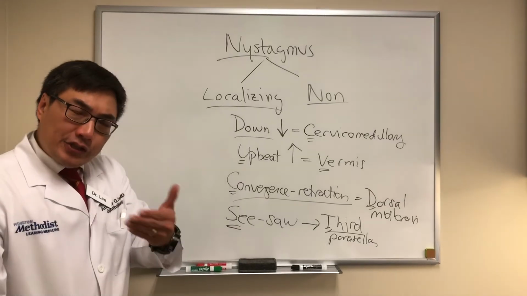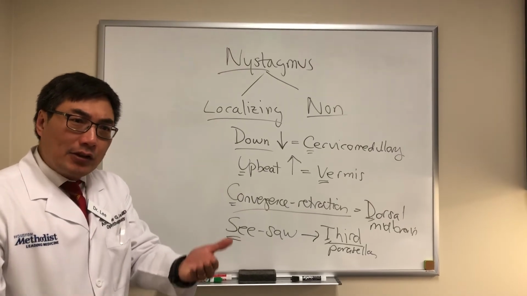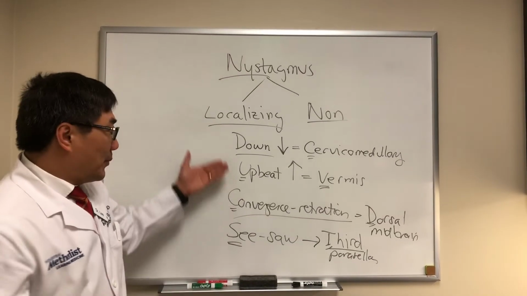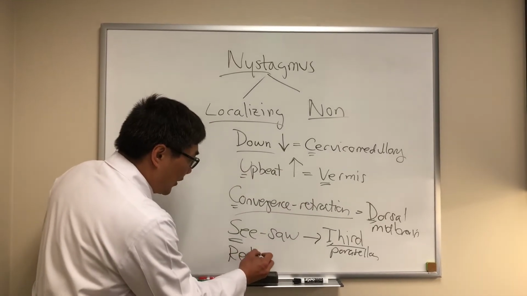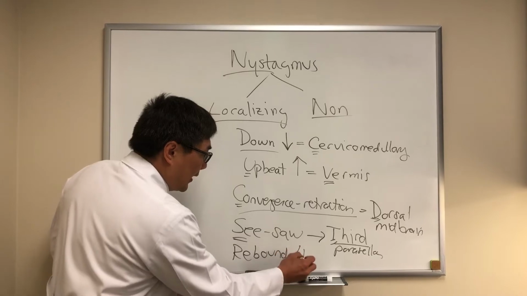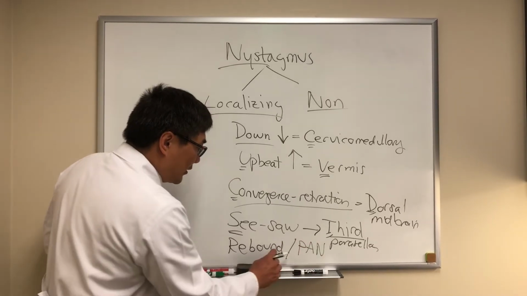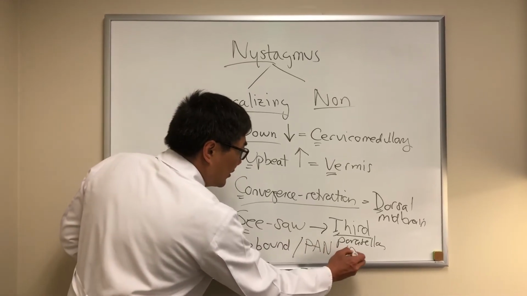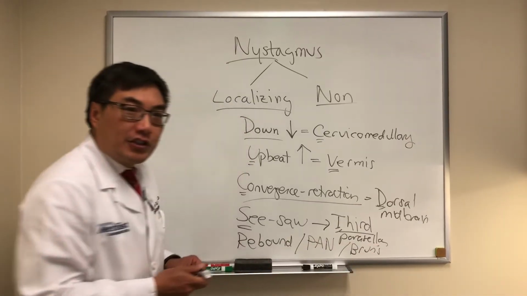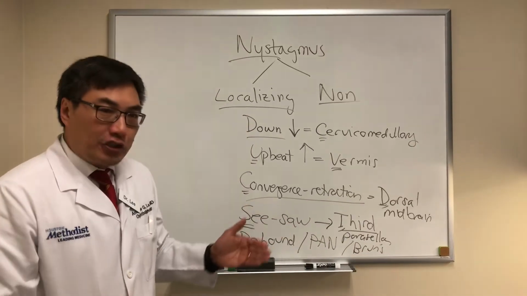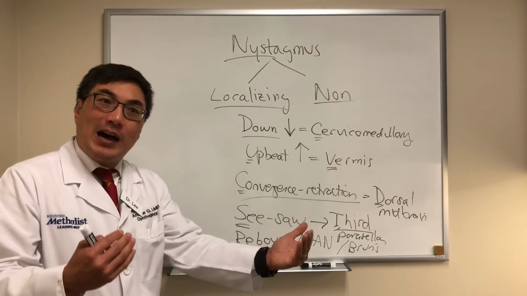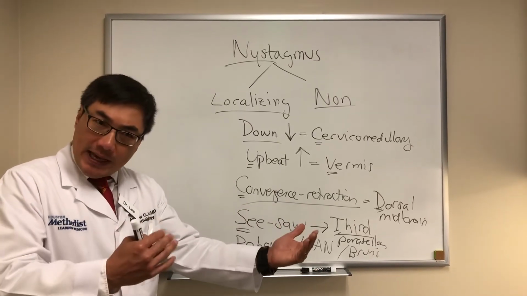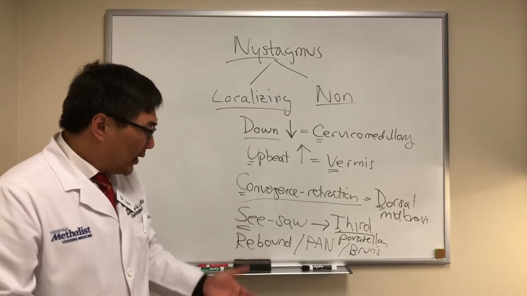There are also some other cerebellar nystagmuses that localize that don't match up with the letters. So rebound and periodic alternating nystagmus and the Bruns-Cushing nystagmus. The Bruns-Cushing actually does match up because Bruns-Cushing, B, matches the cerebellopontine angle, CPA, and the most common cause is acoustic neuroma.